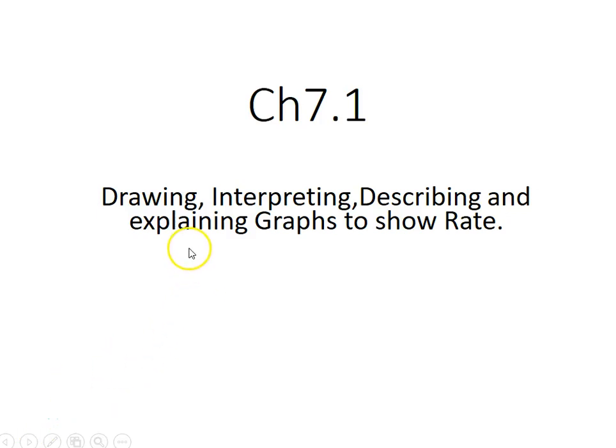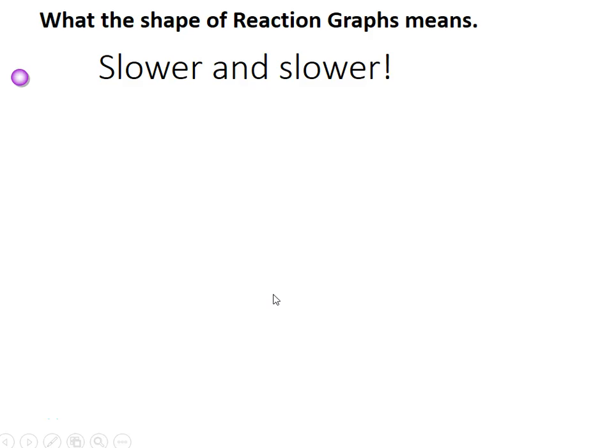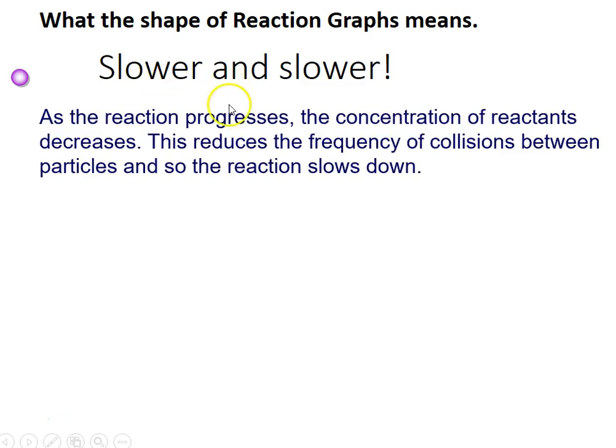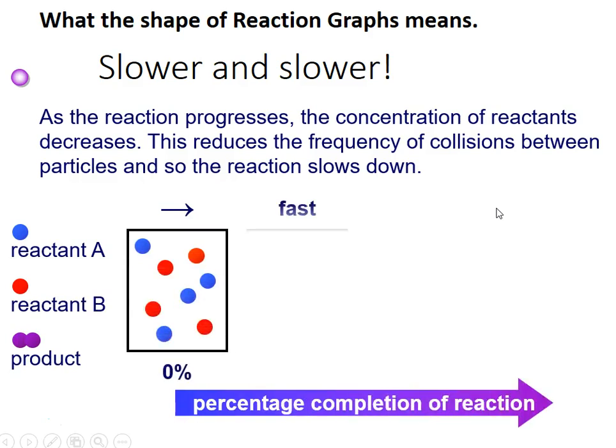Okay, this is a quick overview on drawing, interpreting, describing and explaining graphs to show rate. The shape of a graph changes over time for any particular reaction because it gets slower and slower, because as the reaction progresses, the concentration of the reactants that you started with always decreases. So this reduces the frequency of collisions between particles, and so the reaction slows down.